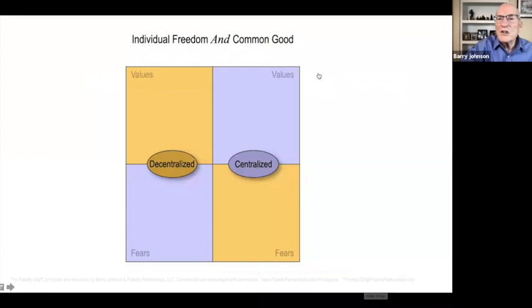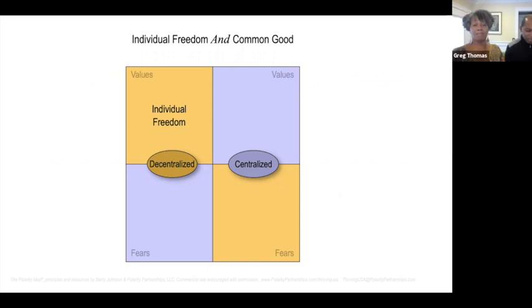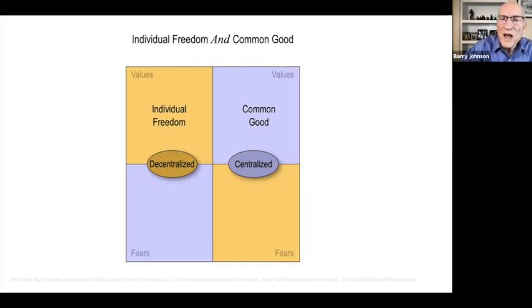Yep. So this is what I want to share with you real quickly. Centralized and decentralized, and this is about the COVID crisis. We decentralize in order to have individual freedom. We centralize in order to promote the common good. So we can do both. We can have individual freedom and the common good, and we can have a healthy people and a healthy economy.